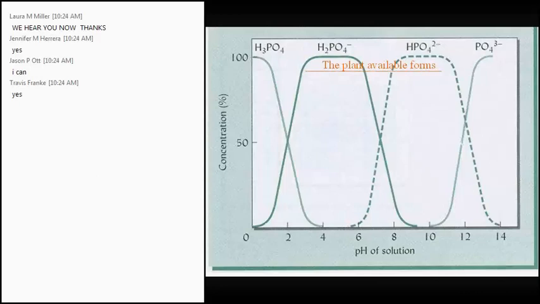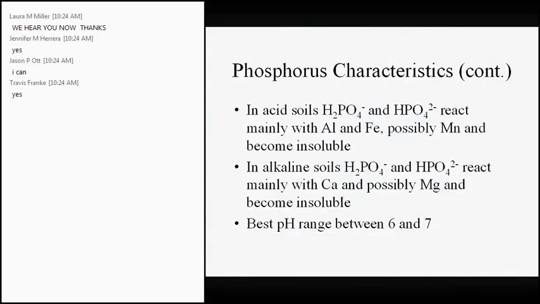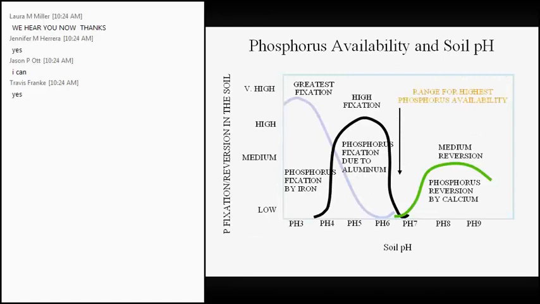So that's the reason that the two forms that we see that are plant available are solely going to be the H2PO4 minus 1 and the HPO4 minus 2. Those are the ones that dominate in the areas where we actually can grow plants. Acid soils, again, H2PO4 reacts with the iron and aluminum, and the HPO4 minus 2 reacts mainly with the calcium and possibly with magnesium. This kind of shows you again an area where we're looking at fixation and reversion.